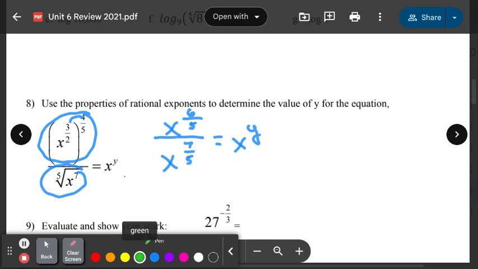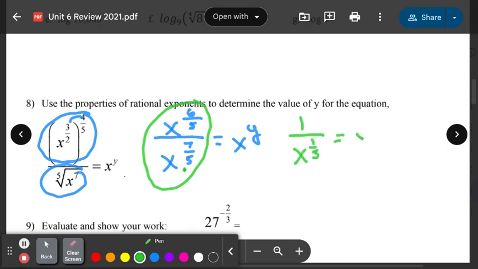So now, to finish simplifying this left side, we have common bases and we're dividing. So what you do is you subtract. I know the 7/5 is bigger than the 6/5. So if I was simplifying this, what I would do out of habit is do 1 over. So 7/5 minus 6/5 is 1/5 equals x to the y.